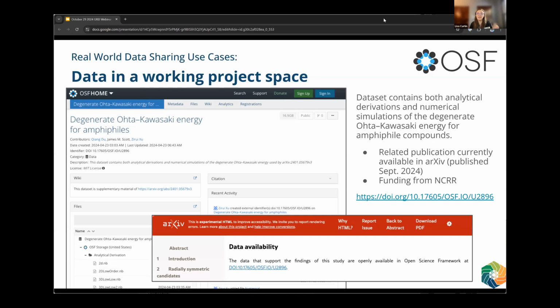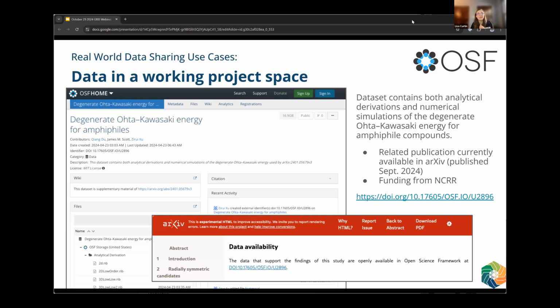And I want to highlight here the unique nature of OSF, where it offers a bit more of a working project space than some of our other repositories. So you can use it to share and work with data collaboratively throughout the project, versus other repositories where we're serving as more of the final publication place for your data set. So it depends on what your needs are. OSF may be a better home for your data, or a home for your data for part of your process.